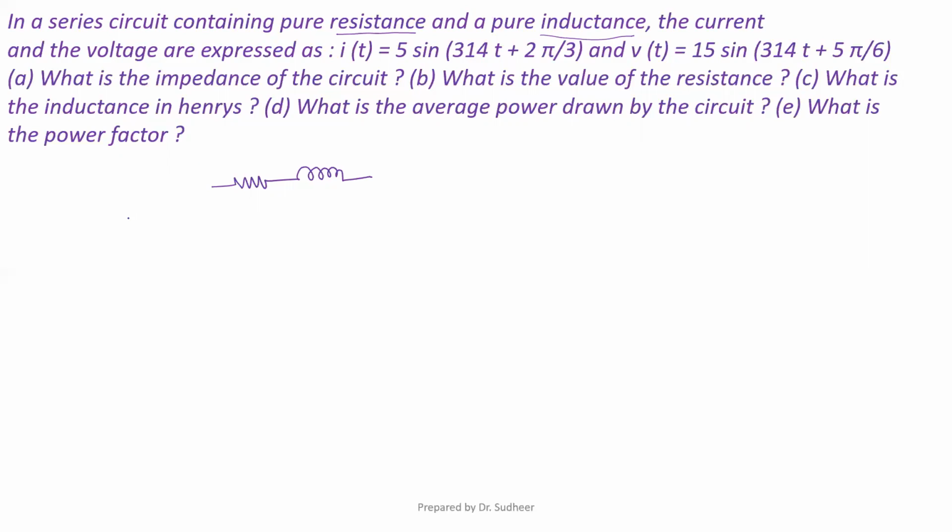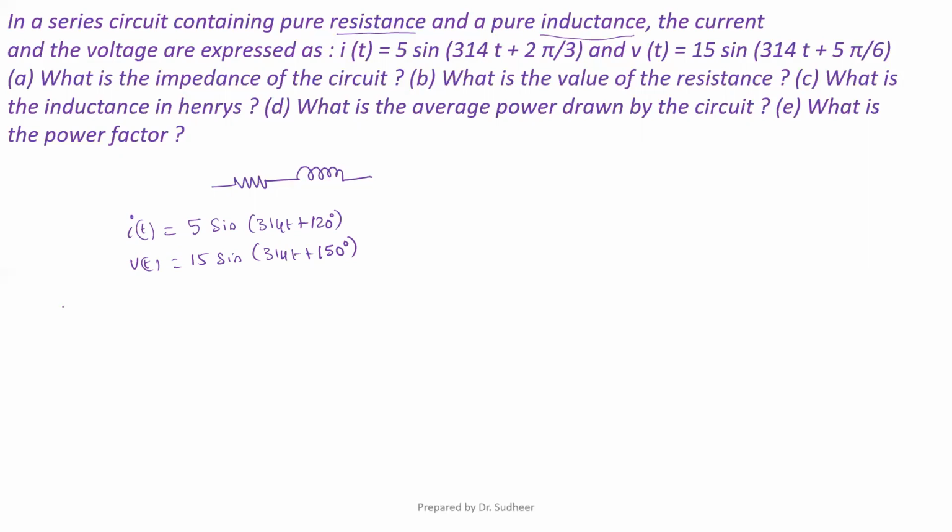For better understanding, I'll rewrite this equation as i of t is equal to 5 sin(314t plus ...). Rather than in radians, what is 2 pi by 3? It means 2 into 180 by 3, that is 120 degrees. Whereas v of t is equal to 15 sin(314t plus 5 pi by 6). 5 into 180 divided by 6, that is 150 degrees. Okay, so this is the given data.